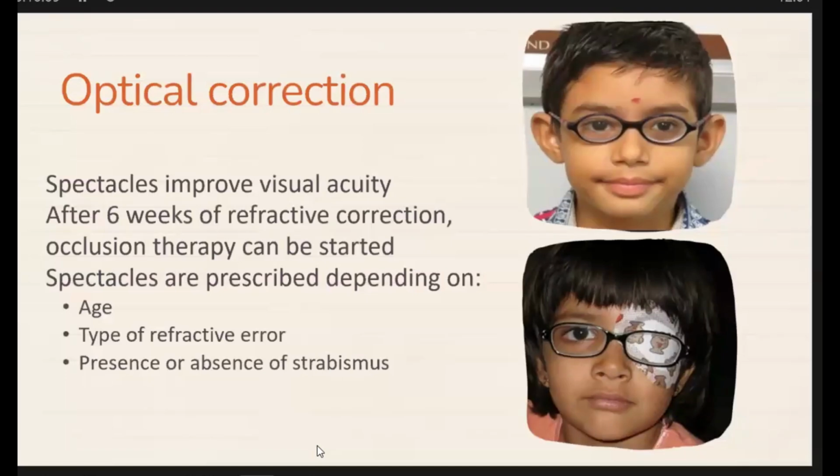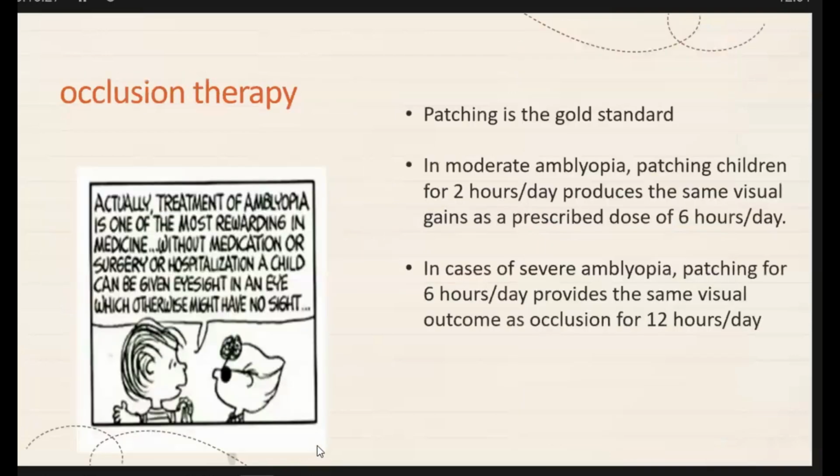as I said, sometimes even simple spectacles improve the visual acuity and treat amblyopia. After 6 weeks of refractive correction, occlusion therapy should be started. In some cases, refractive correction alone improves visual acuity. So it is the mainstay of treatment. In moderate amblyopia, patching children 2 hours per day produces the same visual gains as the prescribed dose of 6 hours. So part-time 6 hours patching is as effective as full-time patching.